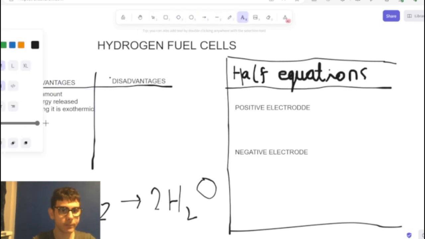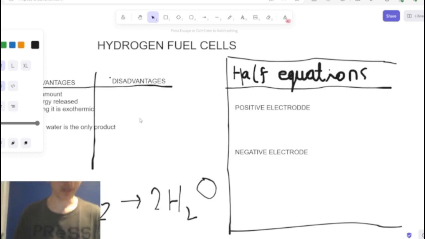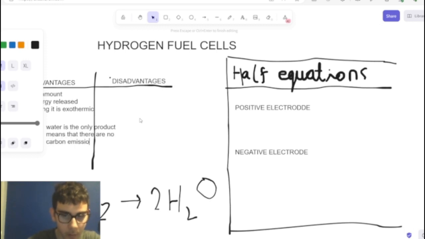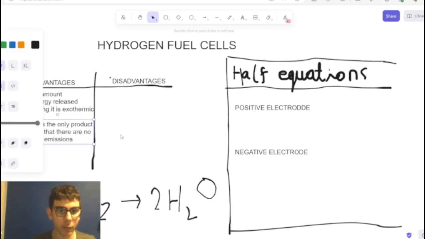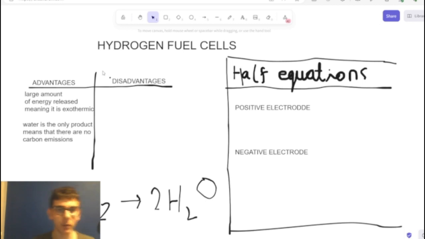Another advantage is water is the only product. So water is the only product, which means that there are no carbon emissions, which is an advantage because it doesn't have any bad effect on the environment. These are all advantages.